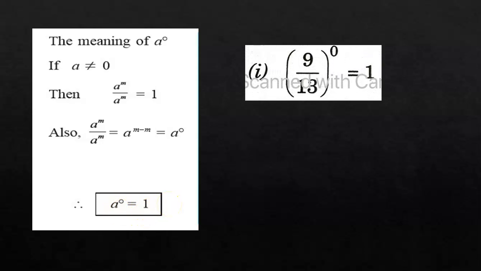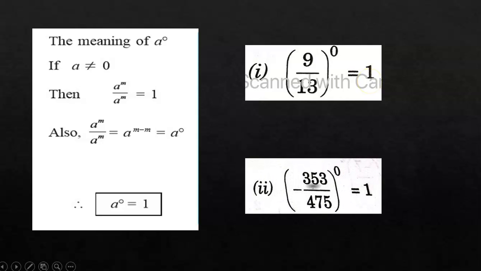For this, you can take any example. Say 9 upon 13. A can be any number. It can be a fraction, it can be a positive number, a negative number. So a, but it should not be 0. So a, in this example, is a fraction, 9 upon 13. So 9 upon 13 raised to 0, the answer is 1.